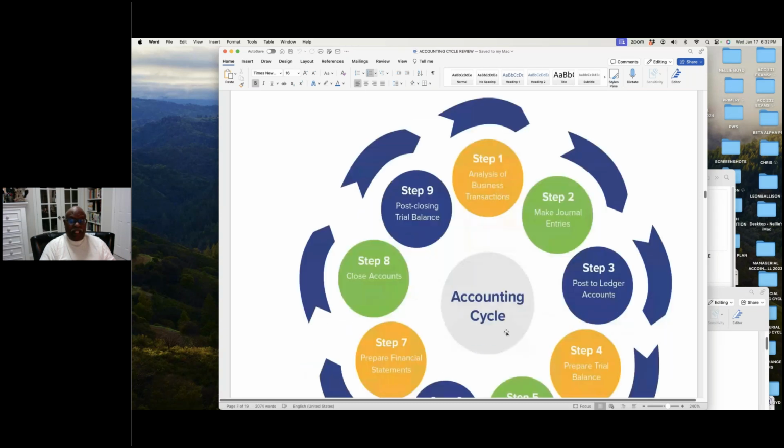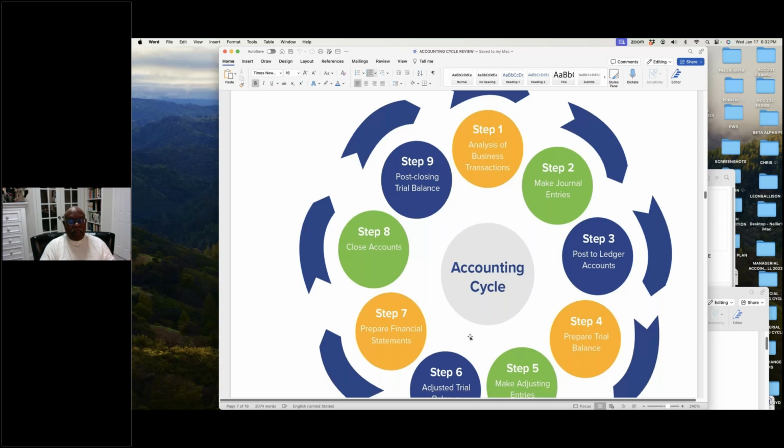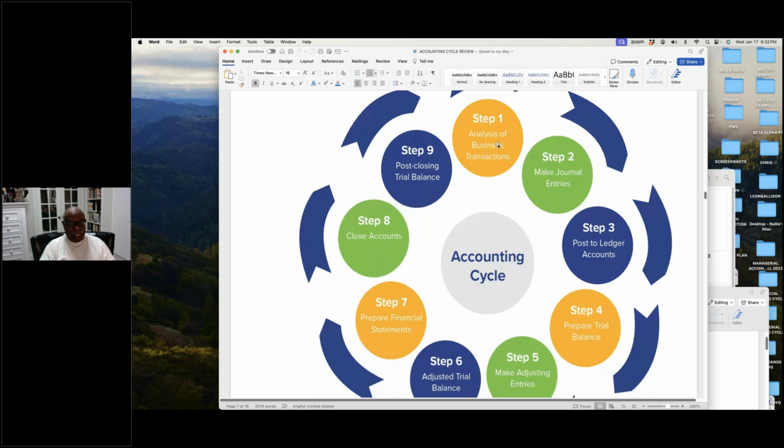To get to these financial statements in step 7 here, we have about 9 steps in the cycle. The key one is going from steps 1 to 8. Step 1, we analyze transactions. Step 2, we make journal entries. Step 3, we post to the ledger and prepare a trial balance. We make adjusting entries and adjust the trial balance. Then we prepare the financial statements and close the accounts. And a post-closing trial balance is when we work with that to make sure we balance at the end. Okay?